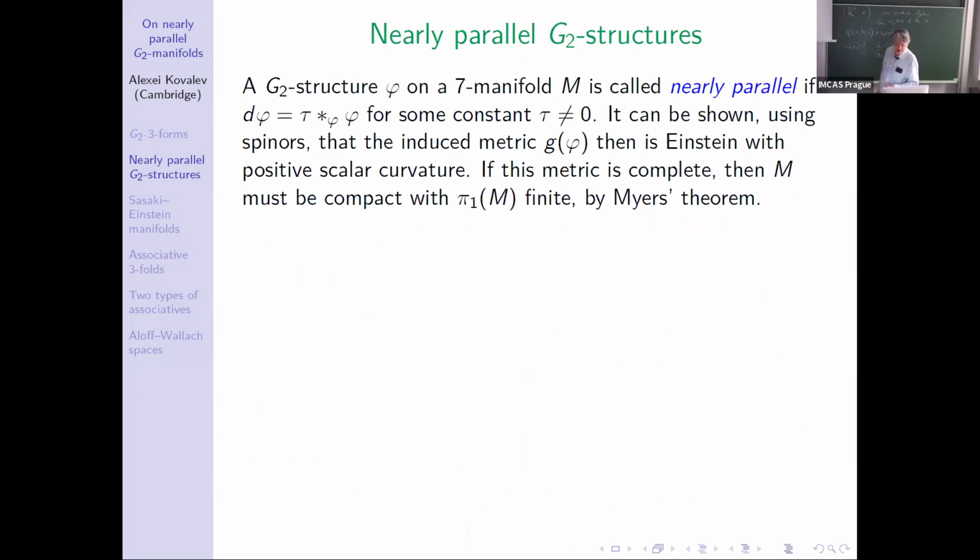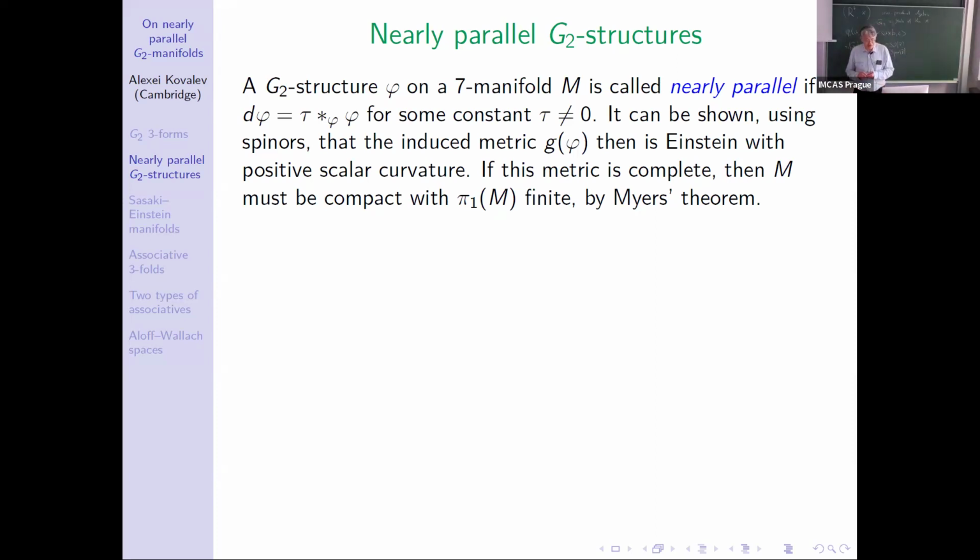So the defining equation is d phi is some constant tau times the dual of phi. I think in the abstract, I gave a particular value of tau. What really matters is that tau is non-zero, but one can then use rescaling of phi to make tau a different constant. So the exact value, as long as it's non-zero, is not too important.